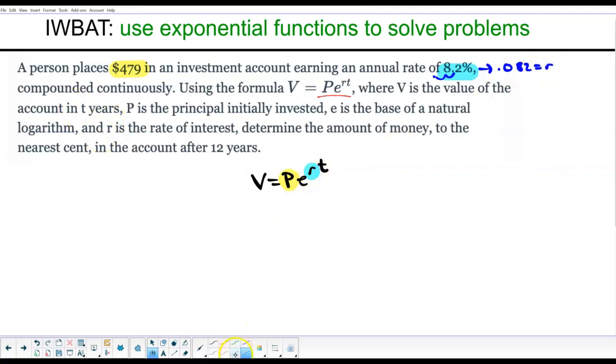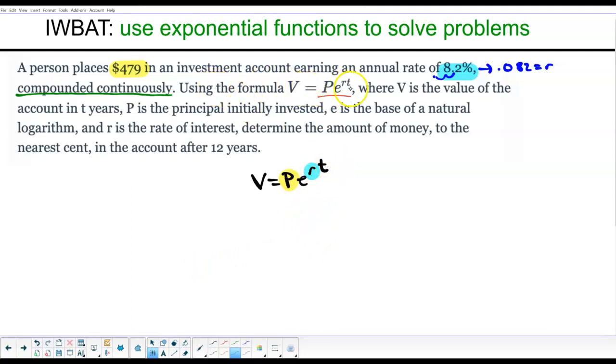And then why is this a base e? Well, it's because it's compounded continuously. So you might remember that from Algebra 2 or Algebra 1. Compounded continuously means the interest is always occurring. And that leaves us a special button in our calculator, which is a base e, which is around 2.718. So I'll show you where that is.